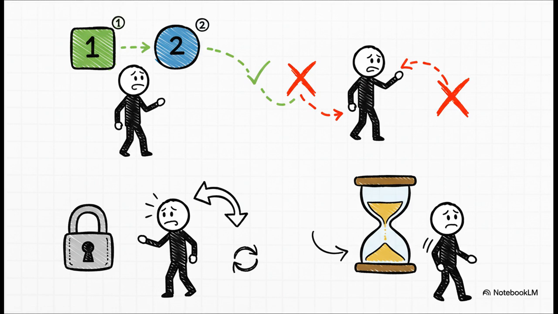Another cool trick is using a try lock. Instead of waiting forever, a thread tries to get a lock, and if it can't, it just backs off and tries again later. No more stubborn waiting. And finally, you can just set timeouts. A thread will only wait for a certain amount of time, and if it doesn't get the resource, it gives up. That stops it from getting stuck in an infinite loop of waiting.